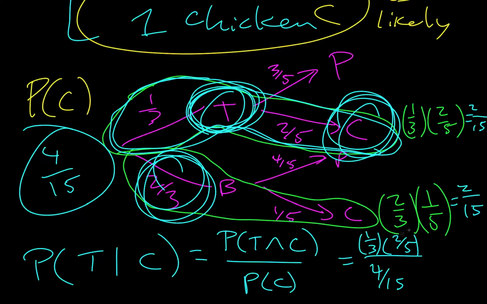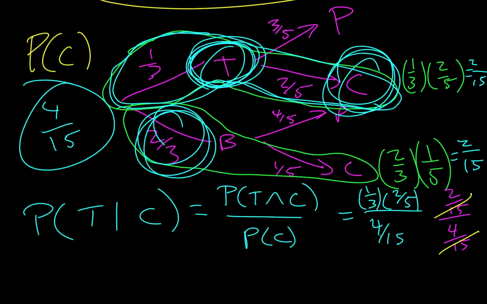So on the top, it's 1 times 2 is 2 15ths over 4 15ths. Now, a cool thing about fractions, it's a shortcut. If the denominators are ever the same, you can cancel them. So we're left with 2/4, which is 1/2.